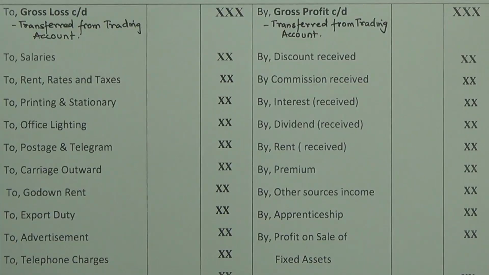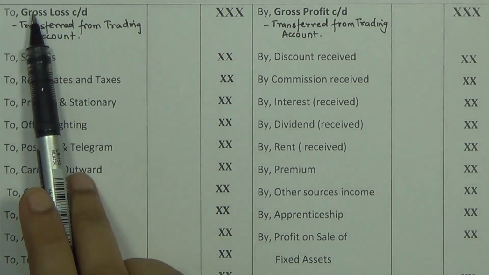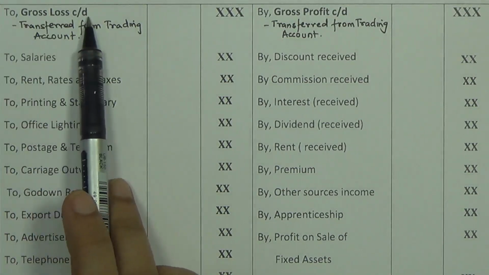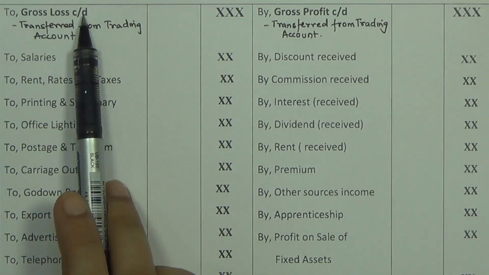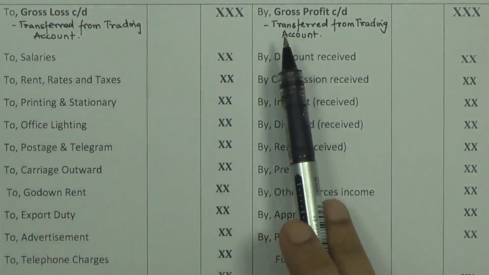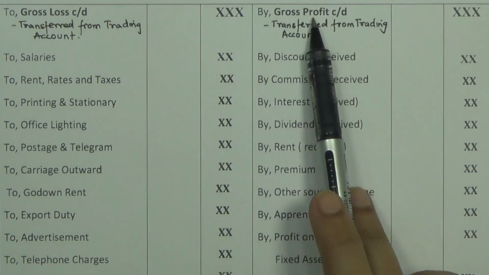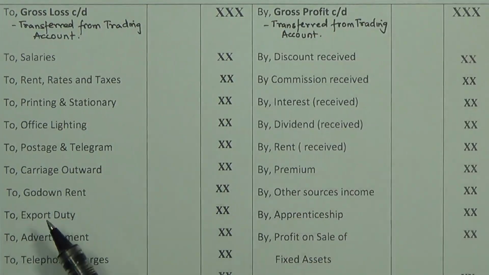Now we'll move on to the PL account. If your trading account has a loss, that is, your answer is by gross loss on the credit side, then in the PL account it will be posted to the debit side, that is, to gross loss carried down. And if there is a profit in your trading account, then it will be transferred to the credit side of your PL account by gross profit carried down.